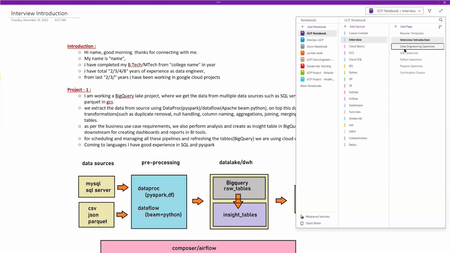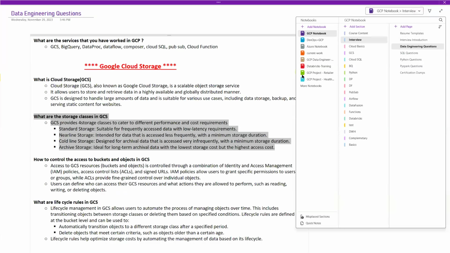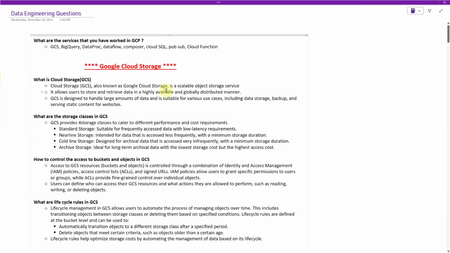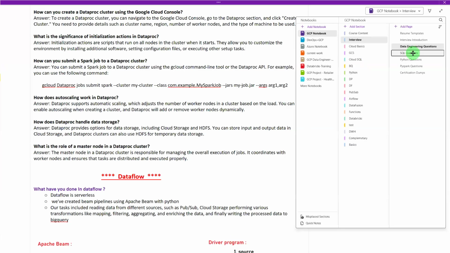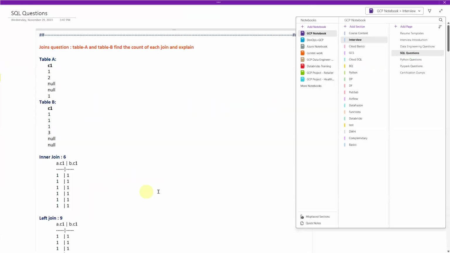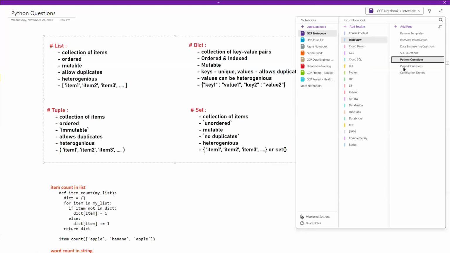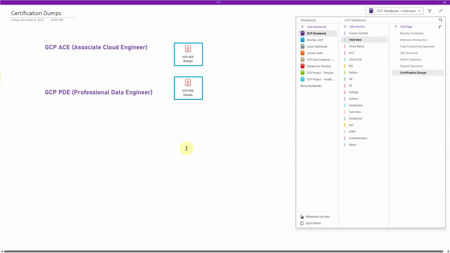Then there are data engineering theoretical questions topic-wise, SQL questions for practice and for the interview, Python questions mainly for the interview, PySpark questions for the interview, and certification dumps for those who want to go for certification as well. So everything is end to end. This is a full package of the course. Everything is covered end to end.